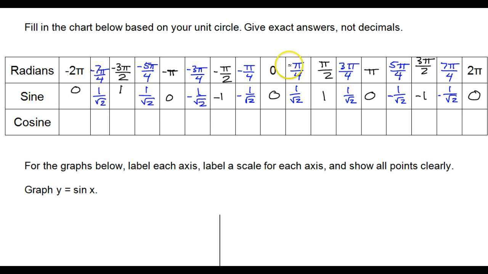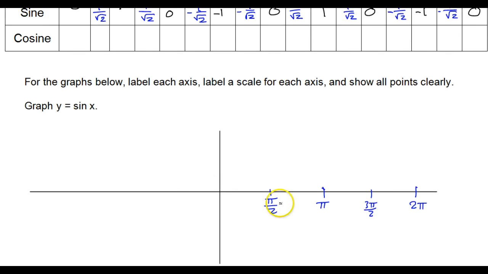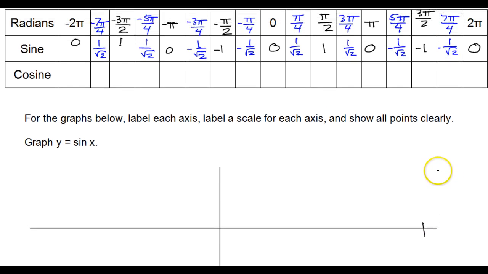Now that we have all of our x values and our y values, we're going to treat the angles as our x-axis and the sine values as our y-axis. So what you want to do is label your axis, and I'll just start over here. We're going all the way to 2 pi. So start by putting 2 pi all the way over here on the right, and all the way over here on the left will be negative 2 pi.